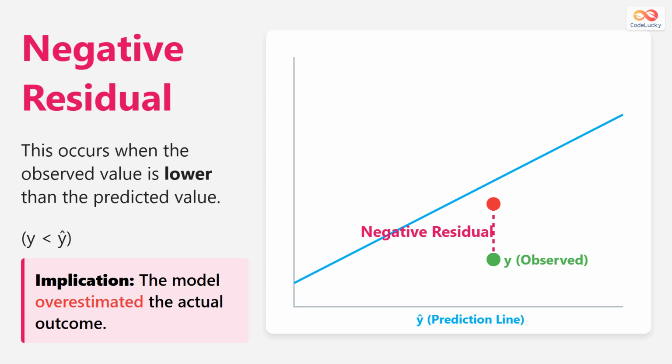Conversely, a negative residual happens when the observed value is less than the predicted value. This means your model's prediction was too high. The actual data point falls below the prediction line, so the model overestimated the outcome.